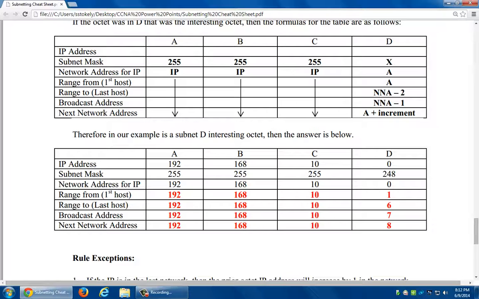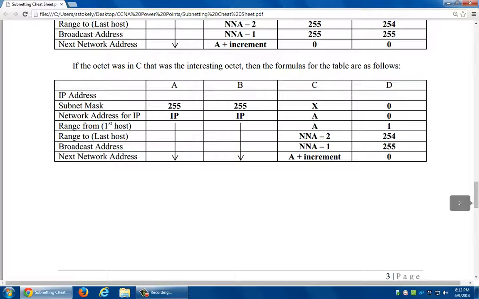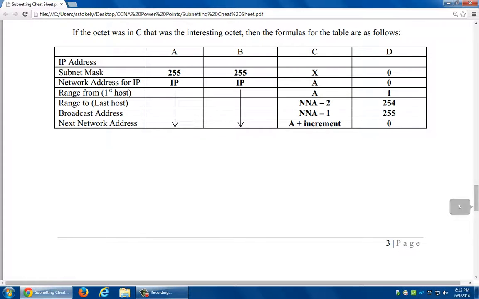Now I'm going to show you a little something different. Let's go back up here. What happens if it's in the C octet? If this is my interesting octet. Again, that needs to be A plus 1. If our interesting octet is C, everything to the left of the C octet, which means octets A and B, in the subnet mask would be what? 255s. Anything to the right is going to be a 0.